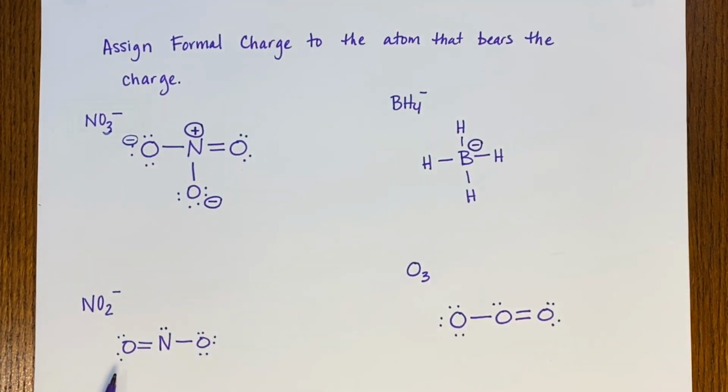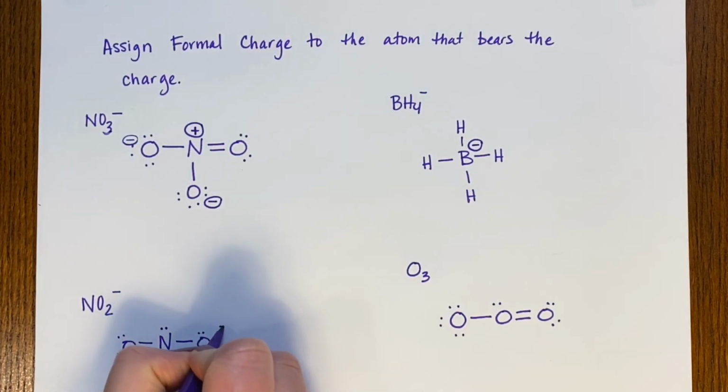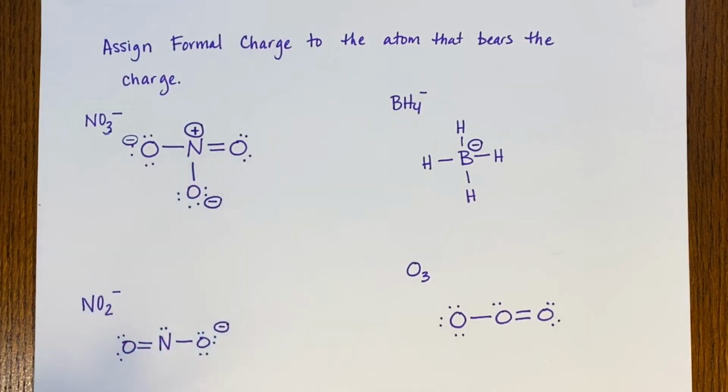For the nitrite ion, this is one of the Lewis structures that you could draw for this compound. And in this structure, this oxygen has a formal charge of -1. And so I can assign that formal charge directly to that oxygen like so.